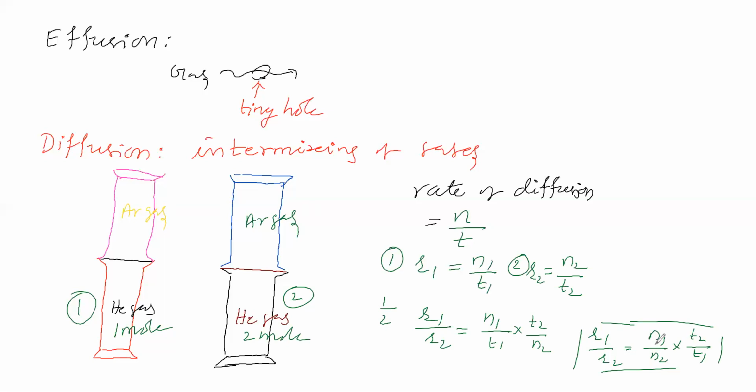Now we will come to another idea, number of moles and volume. What is the relation that we will see? Now here we got an idea that R1 by R2 is equal to N1 by N2 into T2 by T1. Now let us consider Avogadro's law. Avogadro's law says that volume of gas is directly proportional to number of moles of gas, provided pressure and temperature remain constant. If we keep pressure constant and temperature constant, then number of moles of gas is directly proportional to volume of gas.